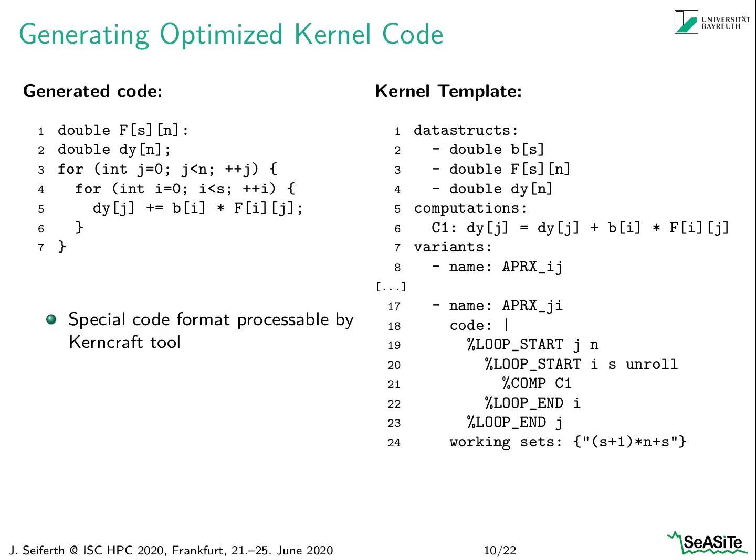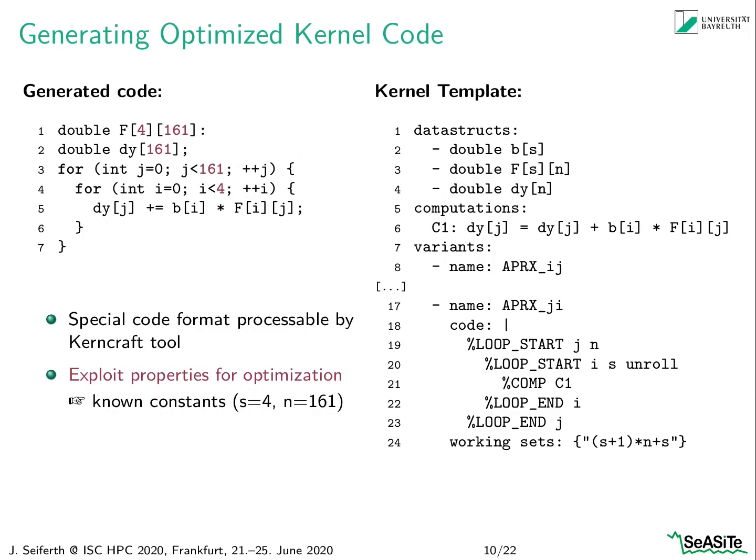Here the code generation is shown on the example of kernel approx.ji of template approx. Note that code is generated in a special format processable by the Kerncraft tool. During code generation, available properties such as known constants are exploited to further optimize the code. In the example, the known number of stages S and the ODE system size N are replaced. Further, all transformations specified in the kernel description, such as the unroll to loop I in line 20, are applied.